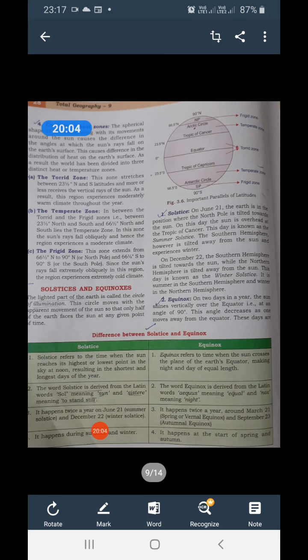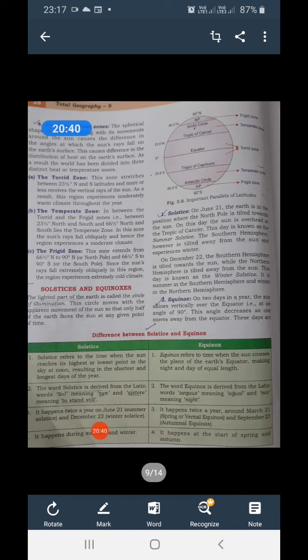Then we have the temperate zone, which lies between Tropic of Cancer and Arctic Circle in the north, Tropic of Capricorn and Antarctic Circle in the south. And the sun rays over here are somewhat oblique, but this region has moderate climate. And the last zone is the frigid zone, which extends from the Arctic Circle to North Pole in the northern hemisphere, and Antarctic Circle and the South Pole in the southern hemisphere. And this region experiences extreme cold weather.